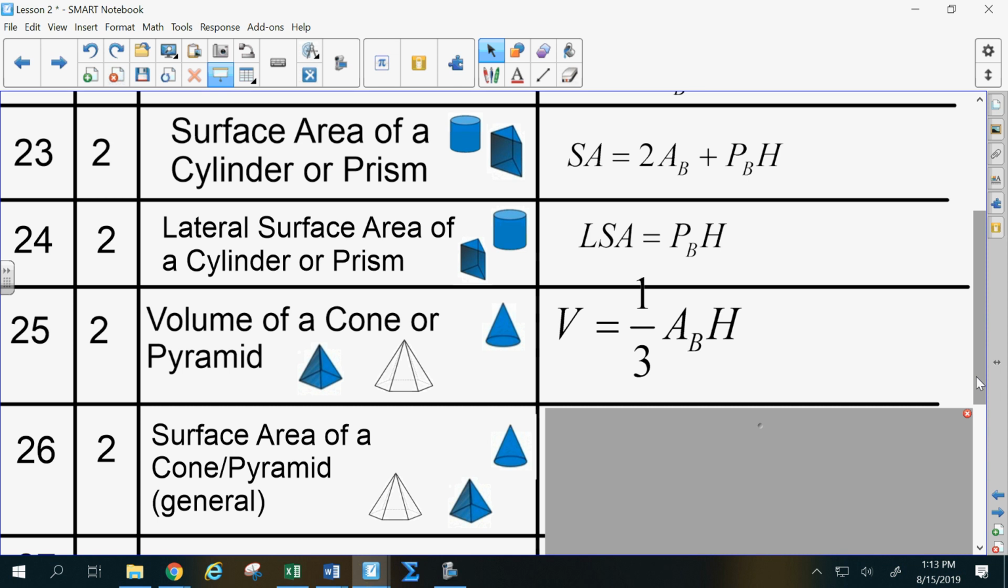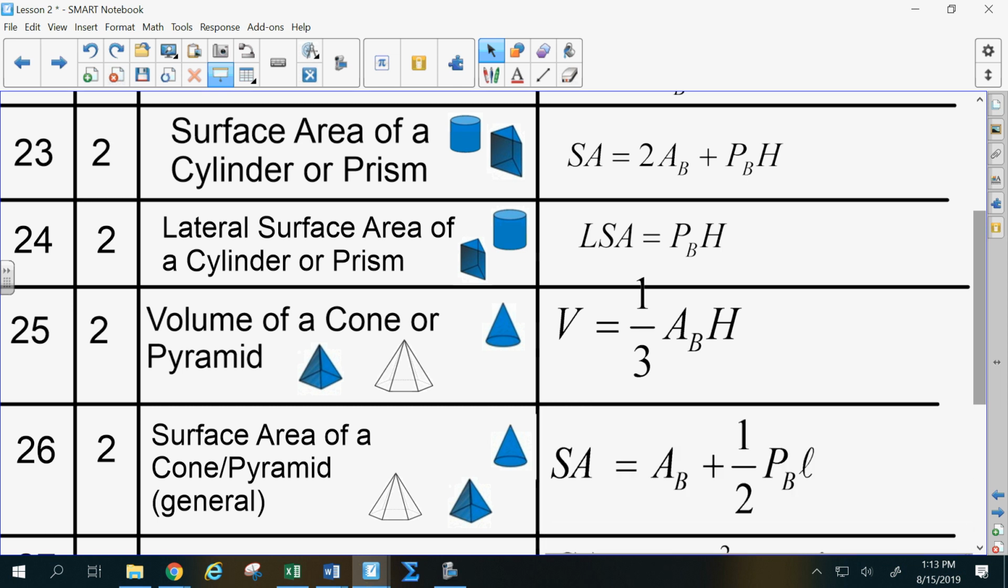And the height of one of the triangles is different from the height of the pyramid. The height of the pyramid or the cone goes from the point down to the middle of the base, but the slant height goes through the middle of one of the triangles, so it's leaning over. So what we're going to have is 1 base plus 1/2 the perimeter of the base times the slant height.